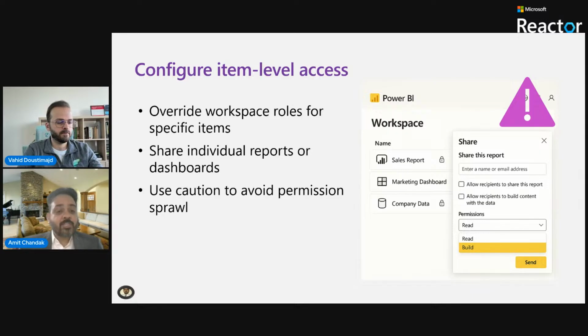So to give item level permission, on every item in the workspace you have an icon to share or manage permissions. Now these permissions which you give at the item level will override the workspace roles for specific items. Like if I have given a viewer role, and if I go ahead and give the build permission, it means I will now be able to create a report on top of this, I will be able to use it via the XMLA endpoint and build the content.